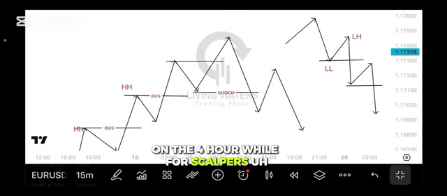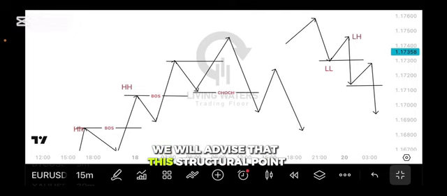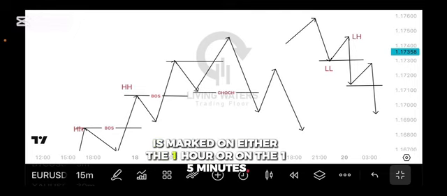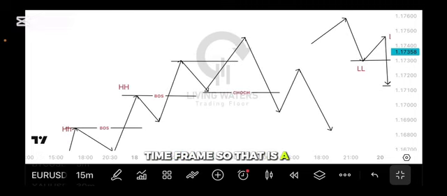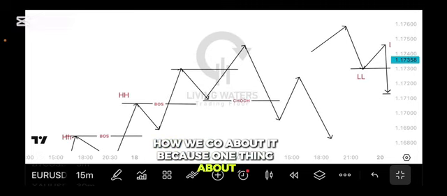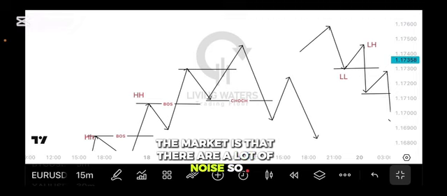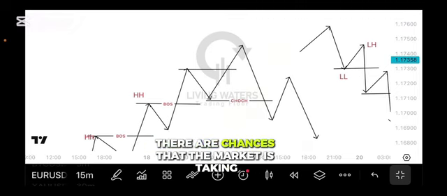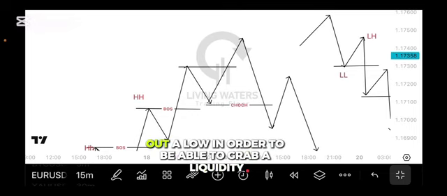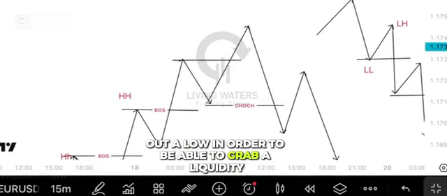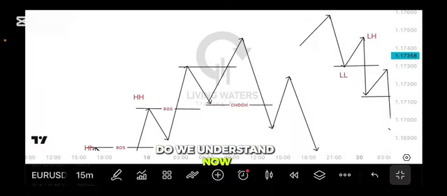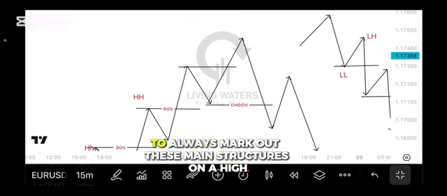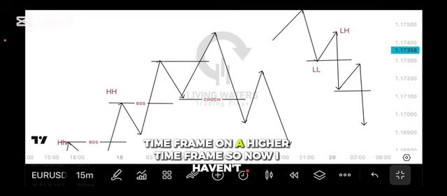While for scalpers, we will advise that this structural point is marked on either the 1 hour or the 15-minute time frame. That is how we go about it, because one thing about the market is that there is a lot of noise. So if we use the lower time frame to mark out this structural point, there are chances that the market is taking out a low in order to grab liquidity. Do we understand now? That is the more reason why it is advised to always mark out these main structures on a higher time frame.